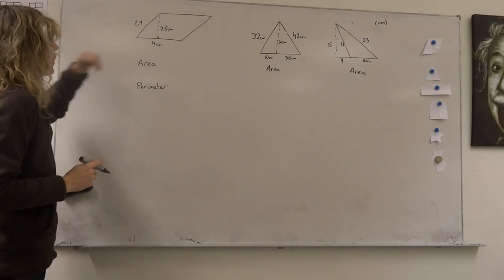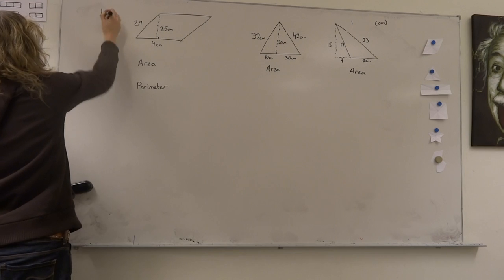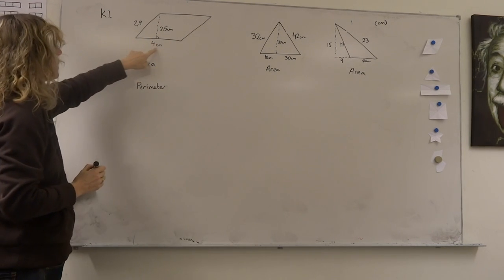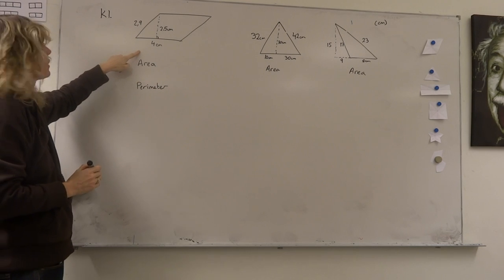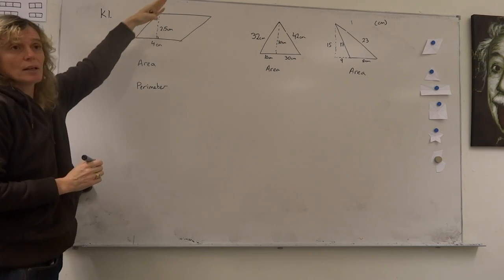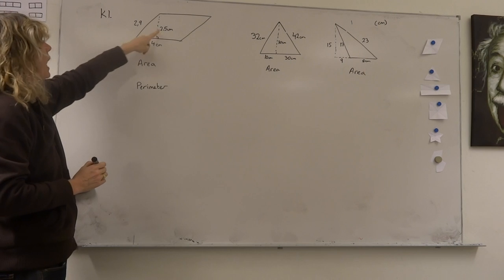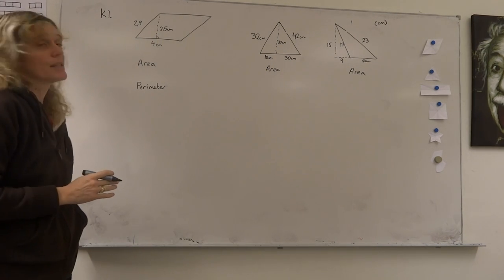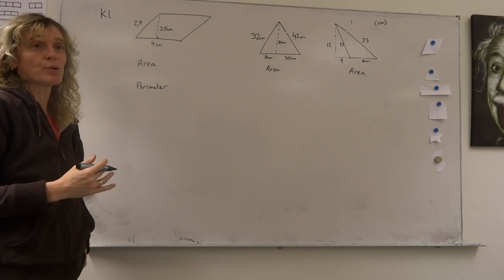So first of all, question 1. We have a parallelogram where these are the dimensions. We have 4 centimeters as the bottom length, 2.9 as the length of the side, and the vertical height is 2.5. And we need all of this data to be able to calculate the area and the perimeter.